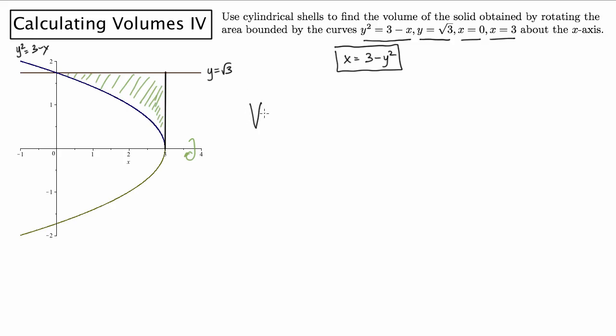Shell's method says that the volume is the integral from where we start creating our shells to where we end. In this case, it would be from 0 to root 3. Remember, since I'm rotating around the x-axis, then a typical shell would come from a horizontal rectangle on the interval of integration. And so if I think of rotating that rectangle about the x-axis, then the figure that's created is a shell. And by shell I mean simply a cylinder that looks like this.